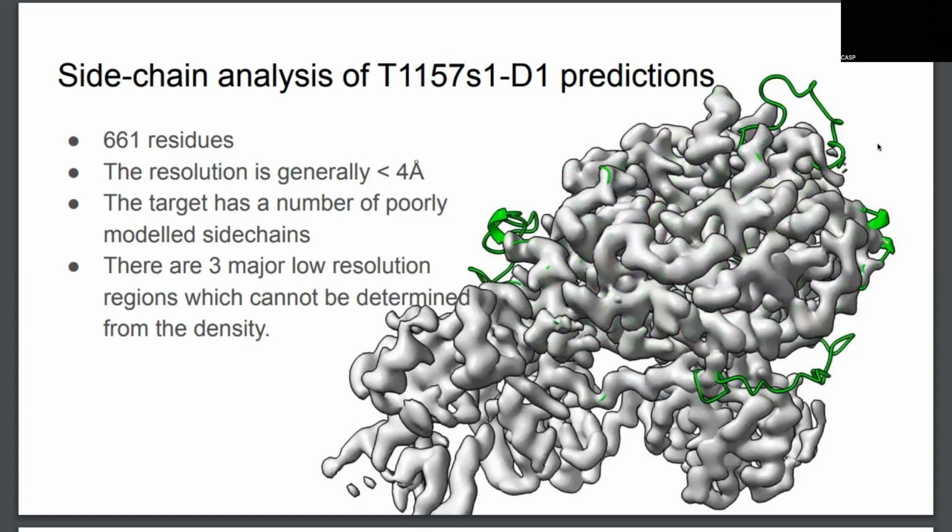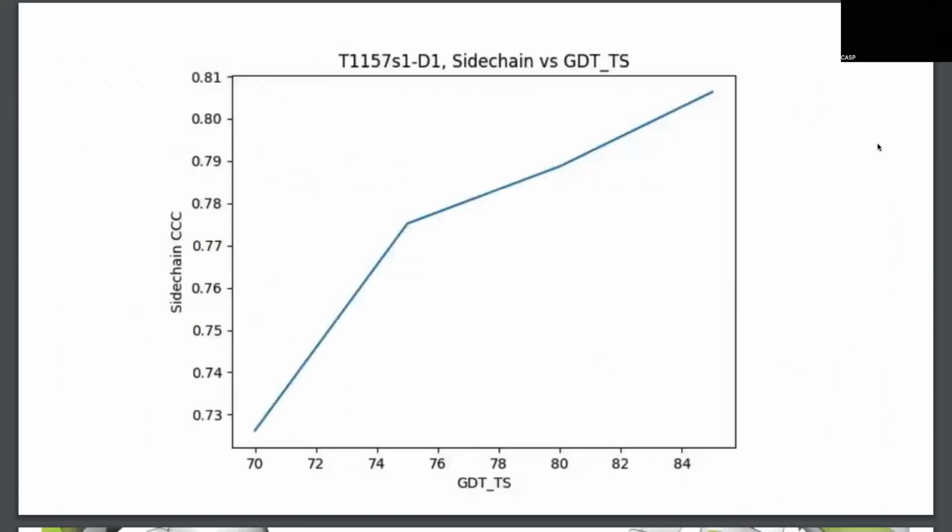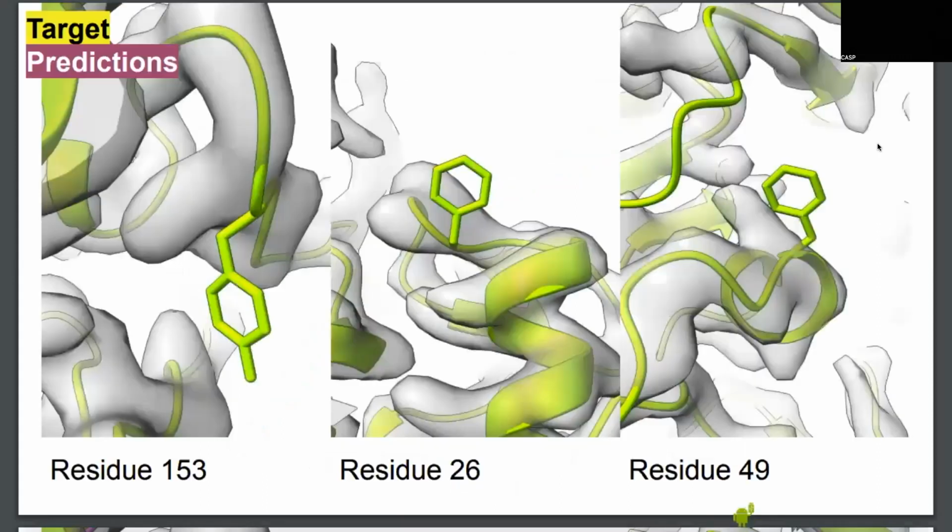And so you can see here these green bits that are sort of outside of the density, those are in low resolution regions. You can probably assume that the structures are quite disordered there and flexible, which is why the EM map is so low resolution. When we look at our sidechain assessment score against the GDT-TS score, it seems to improve with GDT. So that's quite nice.